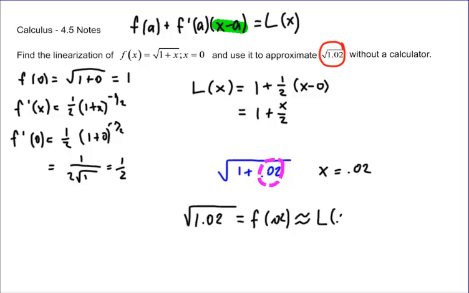And our linearization is 1 plus x over 2, excuse me. When you work this out, this is 1 plus 0.01, which is 1.01. Looks horrible, but totally bearable.